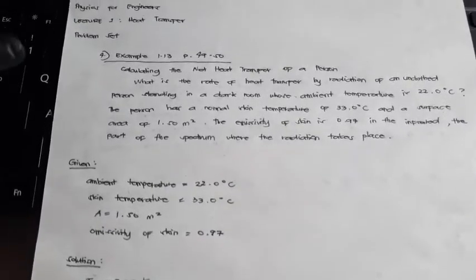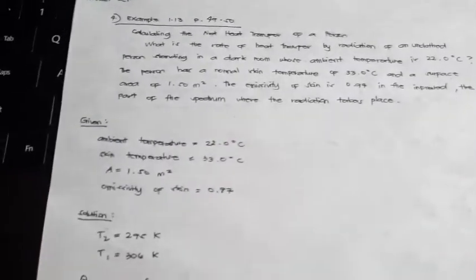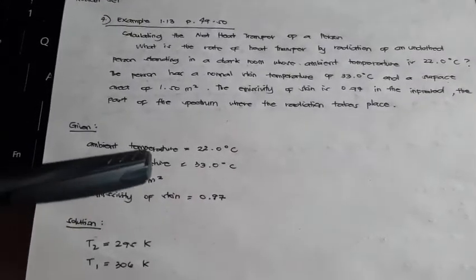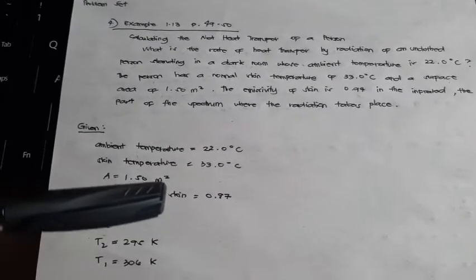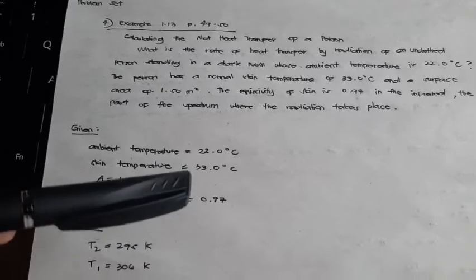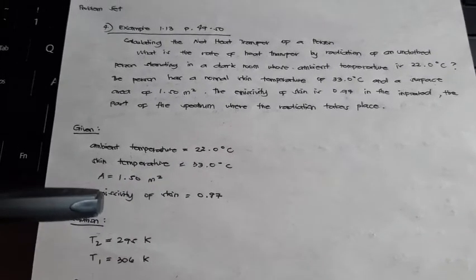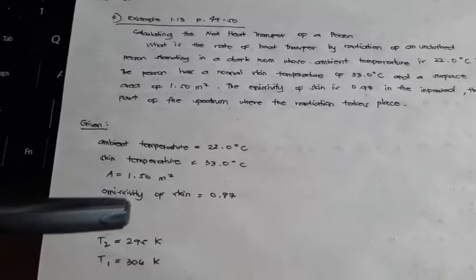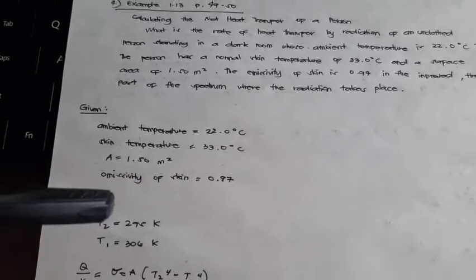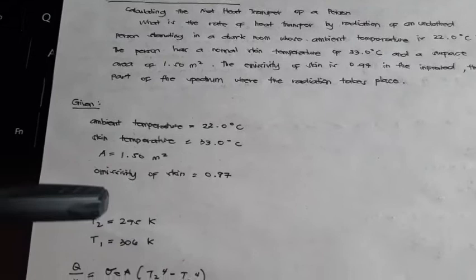So as we can see, these are the given values. The ambient temperature is equal to 22.0 degrees Celsius. The skin temperature of the person is 33.0 degrees Celsius. The surface area is equal to 1.50 meters squared. The emissivity of skin is 0.97.